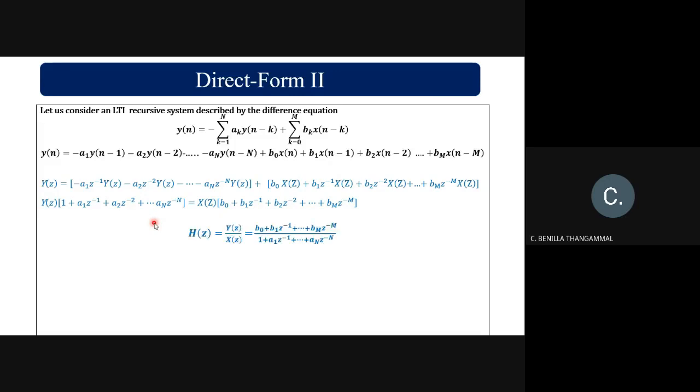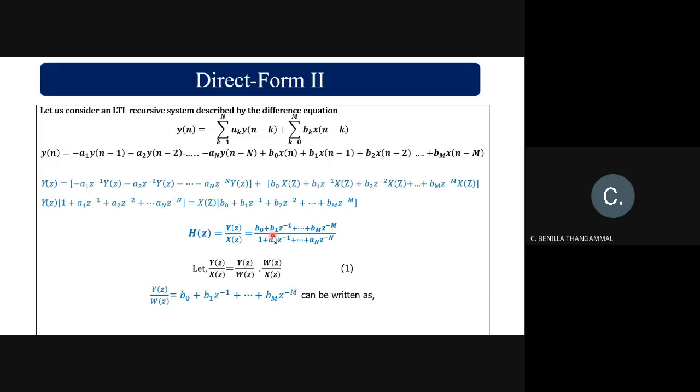Then Y of z divided by X of z is given by the transfer function. So I got this Y of z divided by X of z. Now here what I'm going to do is, in this function, I'm going to multiply and divide by a temporary function W of z. So I can write Y of z divided by X of z as Y of z divided by W of z into W of z divided by X of z.